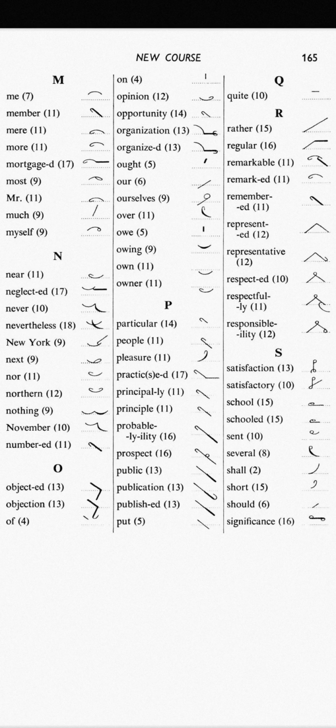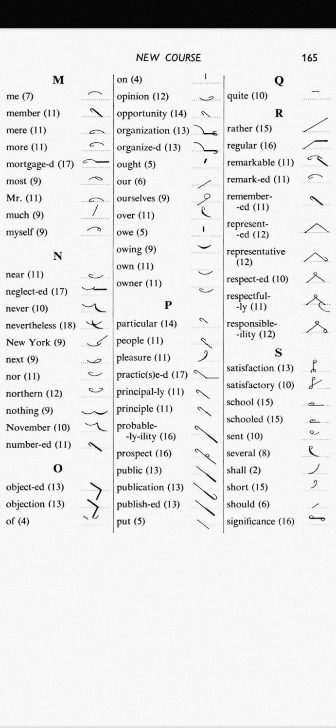M stroke above the line for me. B stroke with R hook on the line for member. M stroke with R hook on the line for mayor. M stroke with R hook above the line for more. M stroke with R hook with gaze stroke above the line for mortgage or mortgaged.